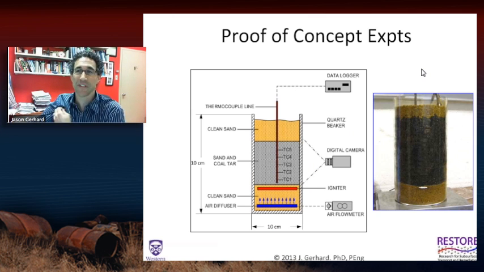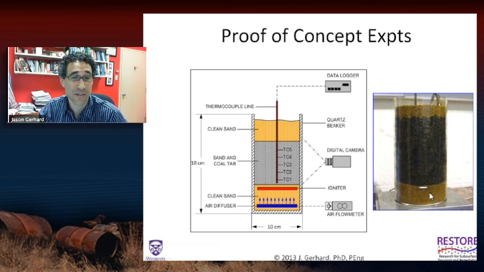So the very first thing we did was some proof of concept experiments, and this is basically a small beaker that would be on our bench top here. It's a quartz glass beaker, so we can see through to the inside. And what's inside there is an air diffuser, basically a pipe with holes in it that we can blow air into. And we have a little resistive coil. So it's basically what you would find inside an electric kettle.